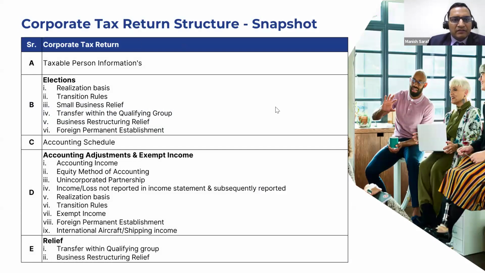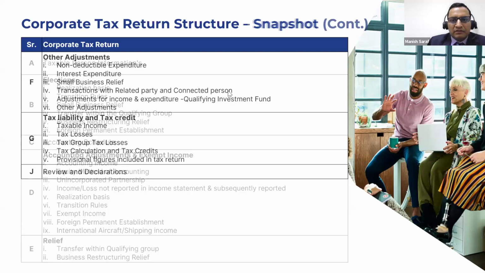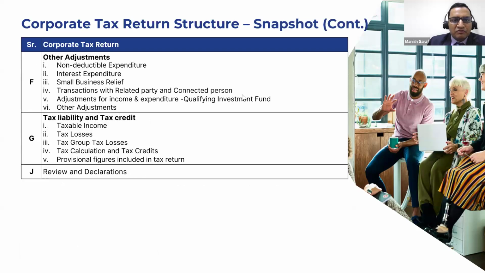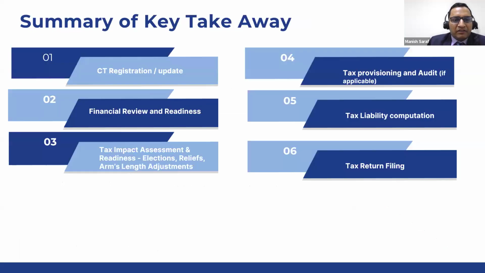And then on the next slide, that covers the other areas of the return, the adjustments which have to be done, and the tax credit in case you have foreign income and you want to take a credit of that. Documentation is required in terms of the tax residency certificate and your foreign tax payment evidence. And then finally, give a review and declaration. So this is the overall summary.